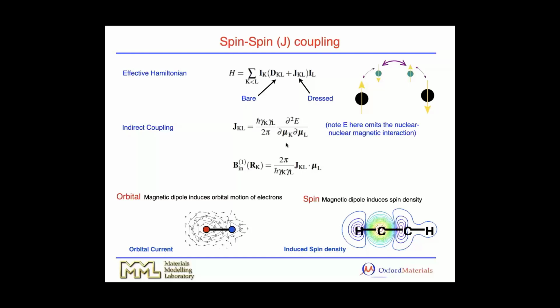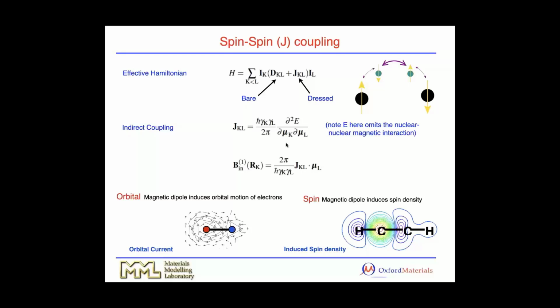But the J coupling is instead the electron mediated interaction. So we have a magnetic spin on the first nucleus, and it interacts with the electrons, and those electrons interact with another nucleus, and that creates the interaction. And it can do that via two ways. It can do it via the orbital motion of the electrons. So the red atom creates a magnetic field. The electrons see the magnetic field, that causes them to start circulating, and the blue atom sees the circulating electronic current and experiences a magnetic field, and hence the interaction between the red and the blue.